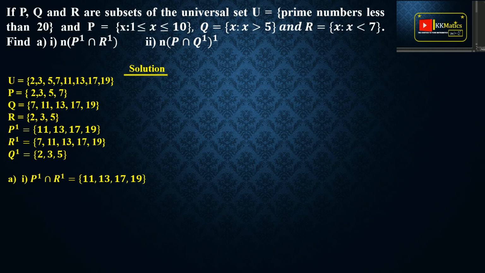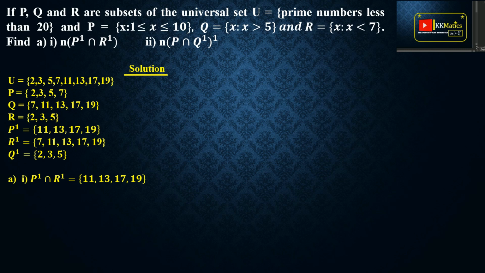Now we have P complement intersection R complement. We can jump and start to find the number of elements in P complement intersection R complement. The first thing we need to do is find the set, or its elements, before we can find the number of elements in it.